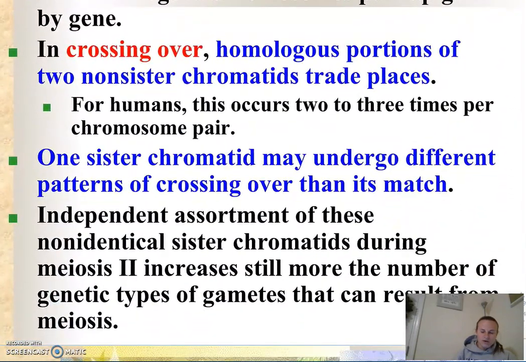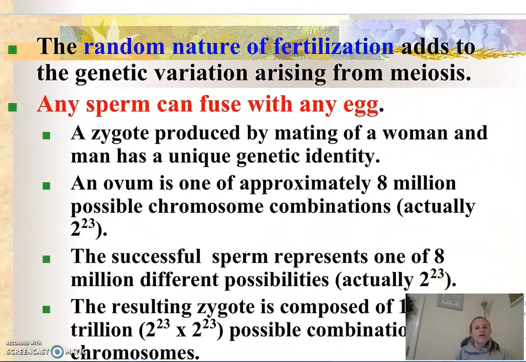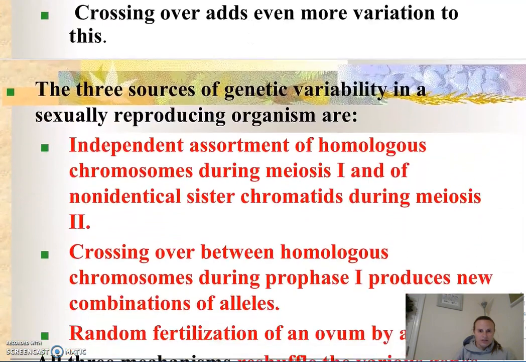So like I said, crossing over involves homologous portions of 2 non-sister chromatids trading places, where one sister chromatid may undergo different patterns of crossing over than its match. The third mechanism that creates variation in offspring is the random nature of fertilization. Any sperm can potentially fuse with any egg during fertilization.